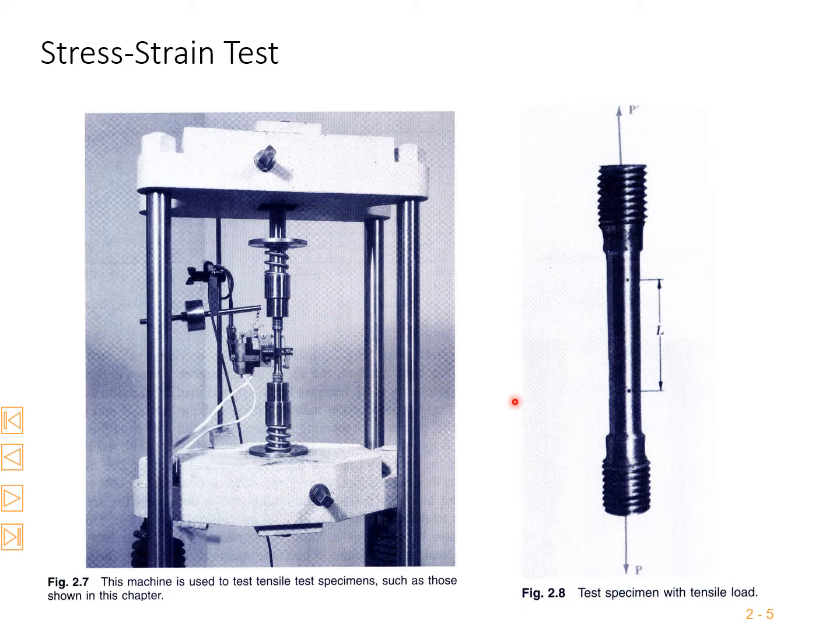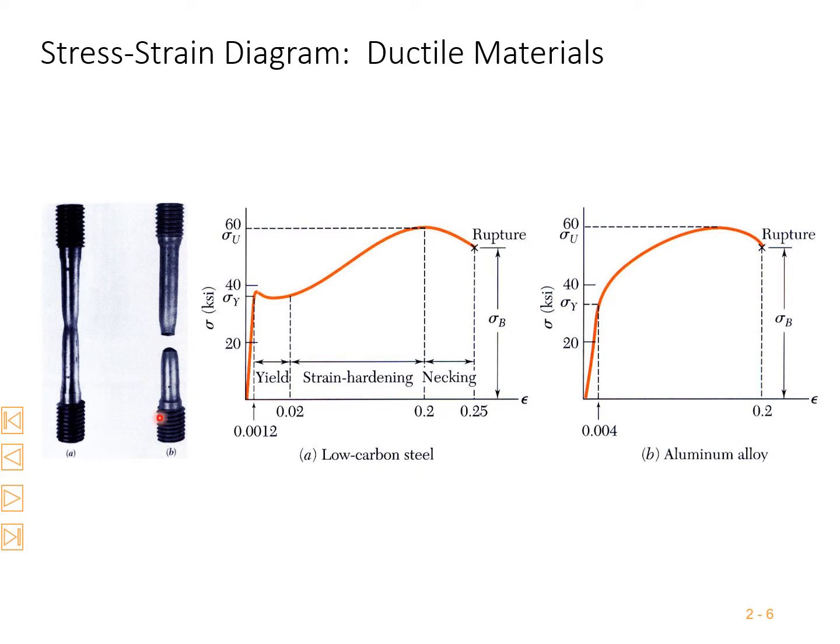This is how we will do the tensile test, and this machine is used to test tensile test specimens such as those. So in the next chapters, this is the specimen with the tensile load, and this is the length. We will come to know how much this length is elongating at different loads. Once you start to increase the load, that means stress, the deformation also starts increasing.